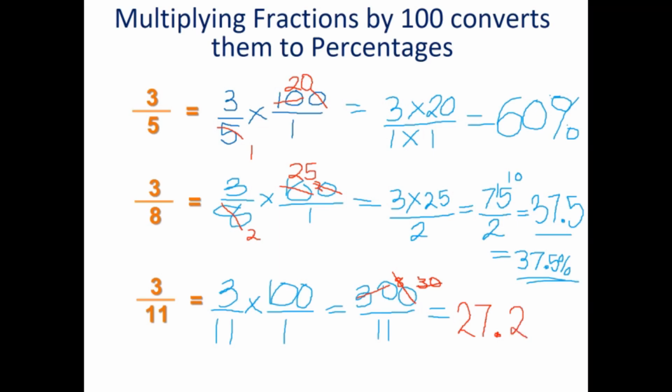Remainder 8. How many 11 in 8? Not possible. Add the 0 again. How many 11 in 80? That's 7. Just stop there, and round your answer to 1 dp. That gives you what? 27.3%. Final answer, 1 dp, 27.3%. That's all.